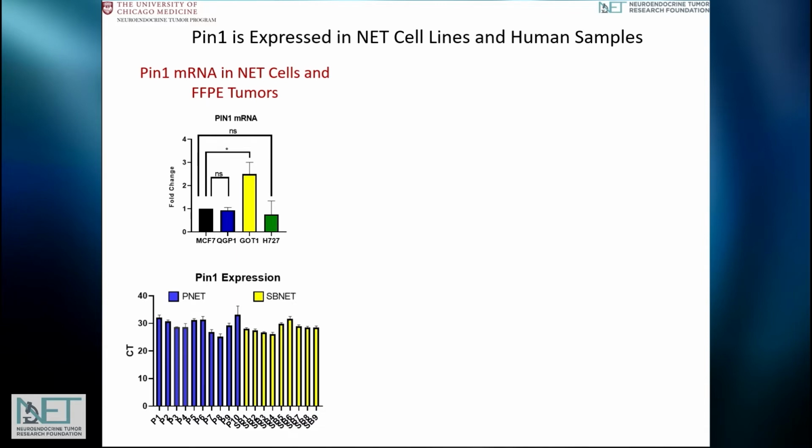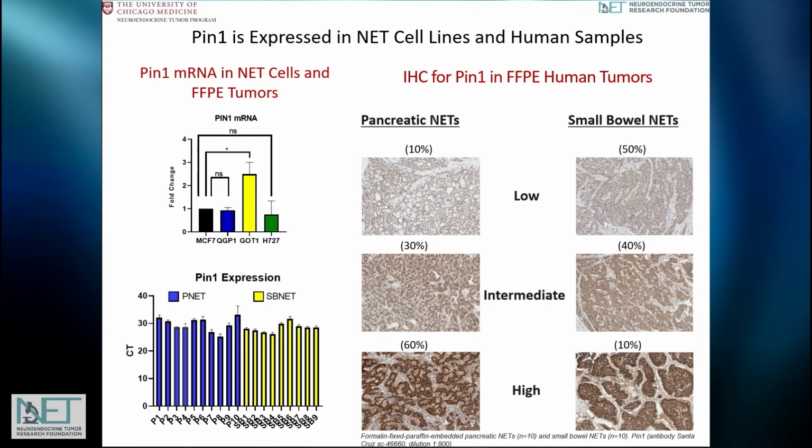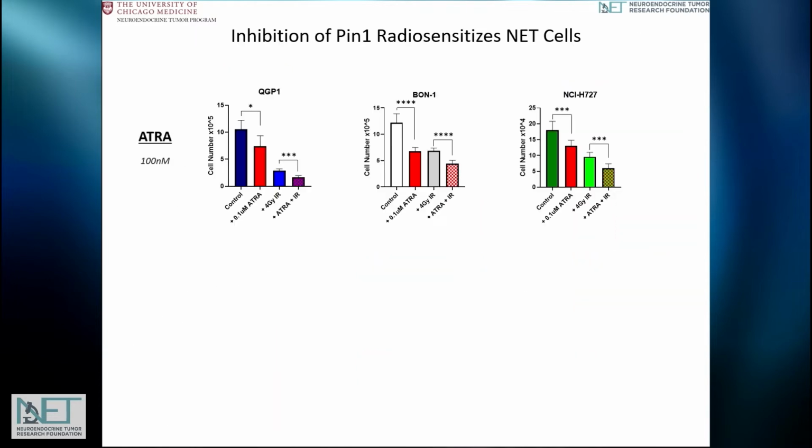We first started our journey by looking at PIN1 expression in 3 different cell lines: the QGP1 pancreatic neuroendocrine tumor cell line, GOT1 small bowel neuroendocrine tumor cell line, and H727 lung neuroendocrine tumor cell line, and saw that PIN1 messenger RNA levels were at least as high or higher than the breast cancer cell line MCF7. Looking at messenger RNA level in tumor samples from PNET and small bowel NETs obtained from surgery, we saw good expression. When we did IHC in these samples, we saw that pancreatic neuroendocrine tumor samples in 90% and small bowel neuroendocrine tumor samples in 50% had either intermediate or high PIN1 expression, suggesting that this is a viable target.